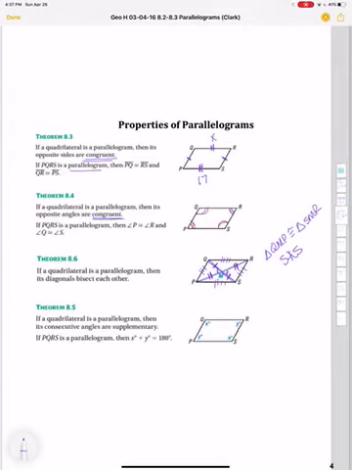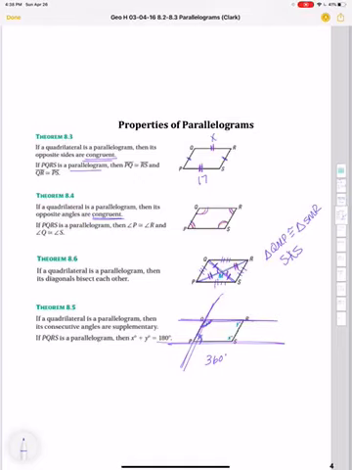Another thing we know is that the consecutive angles are supplementary. So remember that this is a parallelogram, so this is parallel to this. So if you have your transversal going through it, remember what we know about consecutive angles: they're interior angles, they're supplementary. They equal 180. It also makes sense because there's 360 degrees in this figure, as we learned from our last lesson.